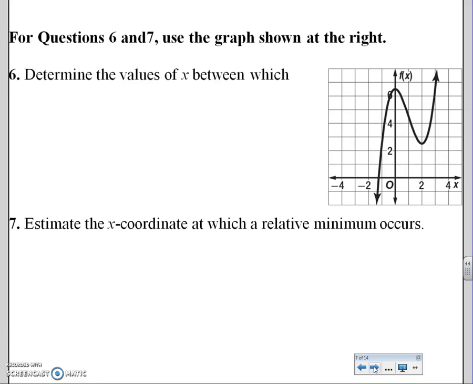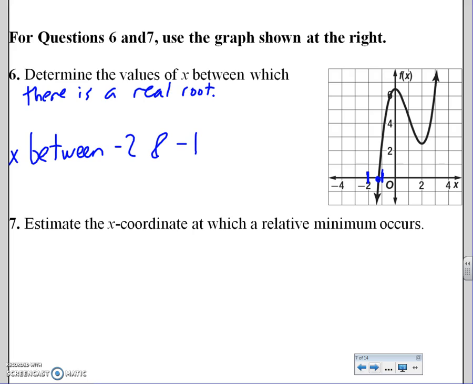Use the graph on the right. Determine the values of x between which there is a root. Alright, so, well, I see the real root right here. That is between this, negative 2, and between this, that is negative 1. So my answer is x between negative 2 and negative 1. Alright, now I don't know what that is. Maybe negative 1.2, negative 1.1, but between those 2 numbers.